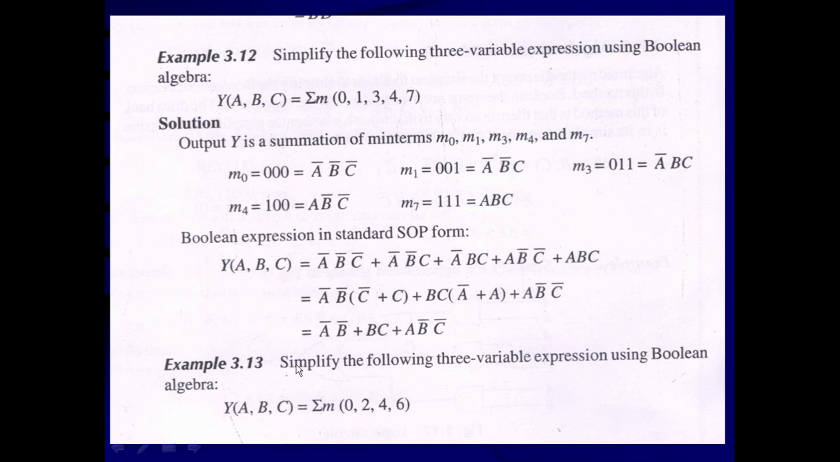Next example is to simplify the following 3 variable expression using Boolean algebra. Again, the same way we can process for the sum of product method. Y is a function of ABC, that is equal to sigma m inside the bracket 0 to 4, 6, these are the min terms given. We can first obtain the standard sum of product equation and then utilize the Boolean laws and theorems to simplify it.